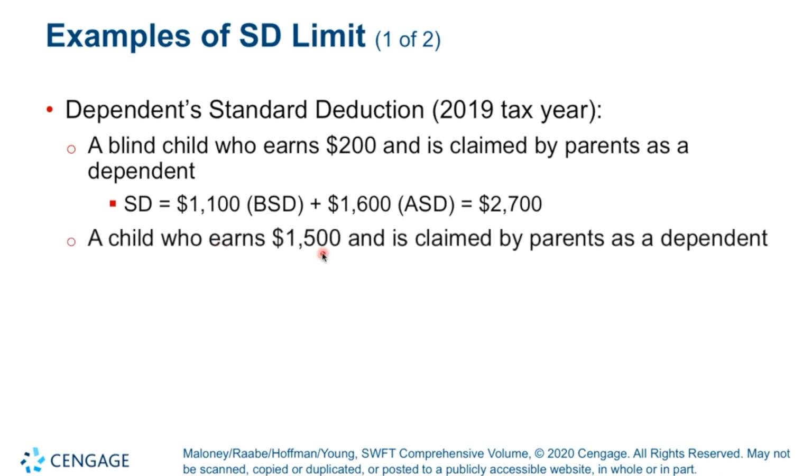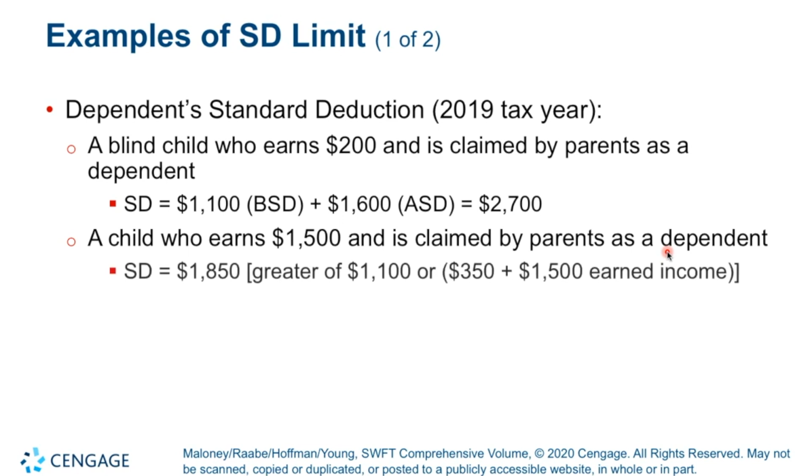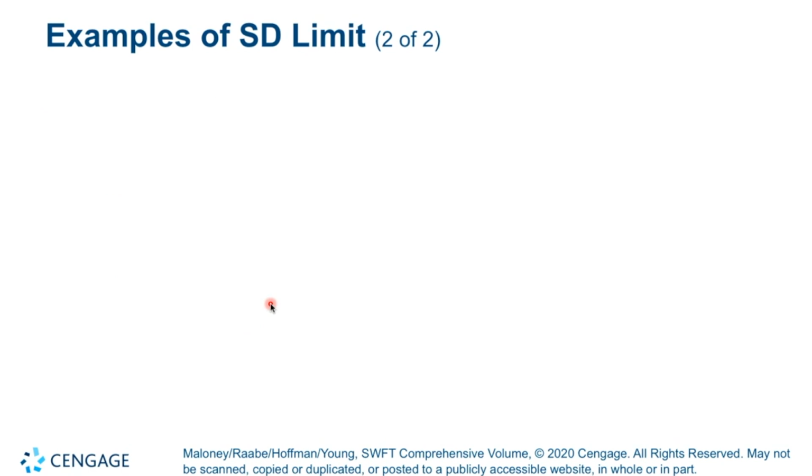A child who earns $1,500 and is claimed by parents as a dependent. So here we have the greater of 1,100 or 350 plus earned income. So I'm sorry, I said that wrong up here. Greater of 1,100 or 350 in this situation would have been plus 200, so 550. So 1,100 is greater, right? So then down here, same thing, greater of 1,100 or 350 plus the earned income of 1,500. So 1,850 is greater, so that's what we start with for the standard.